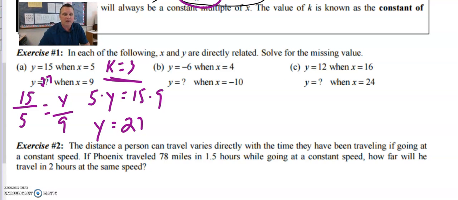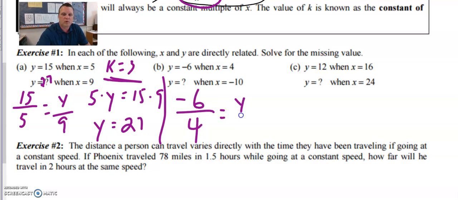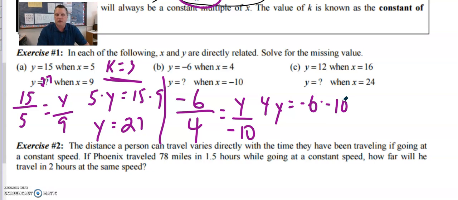So y equals negative 6, x equals 4. And so the constant of variation again: negative 6 over 4 equals y over negative 10. So you have 4y equals negative 6 times negative 10. Remember, the 2 negatives give you a positive. Divide both sides by 4, and then y equals 15.